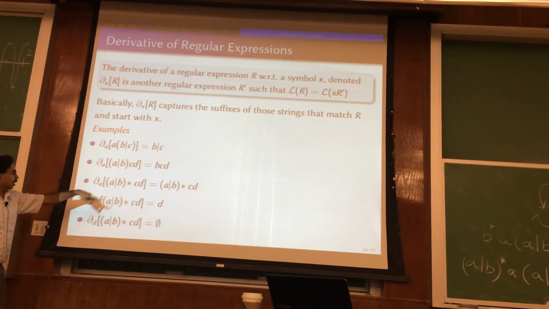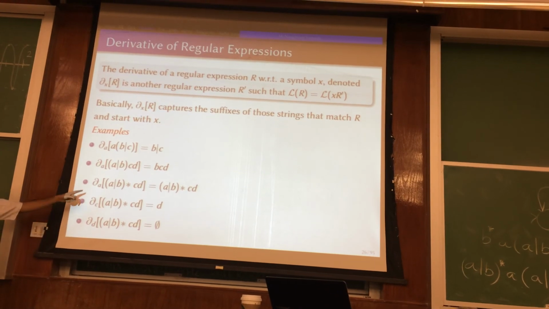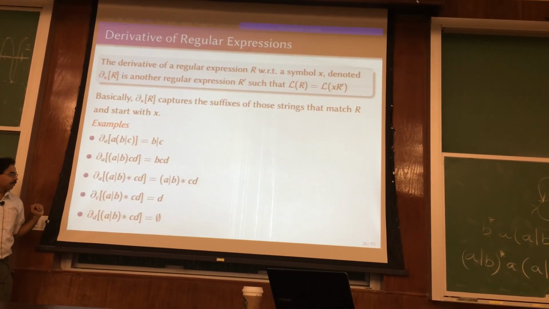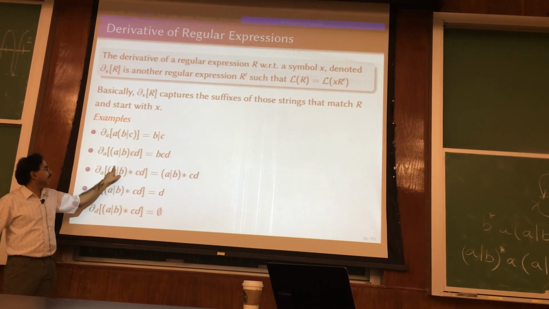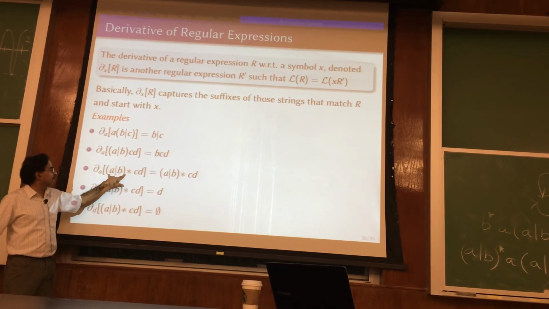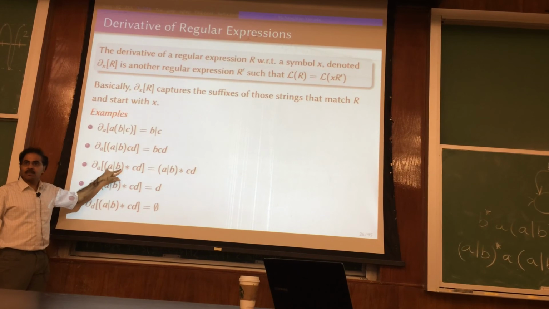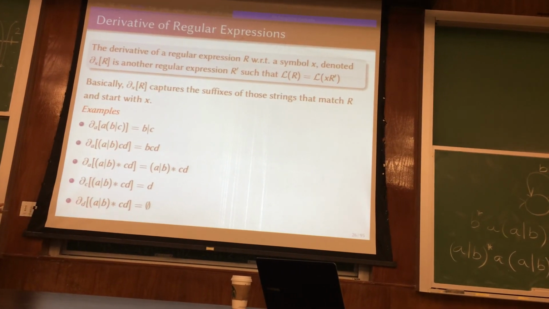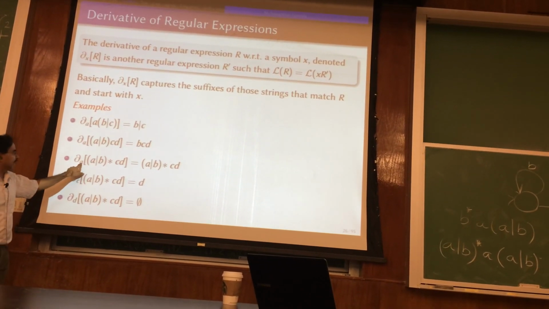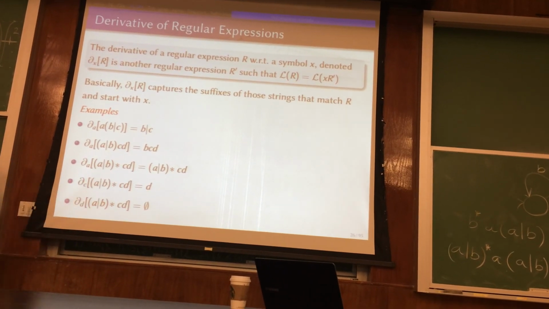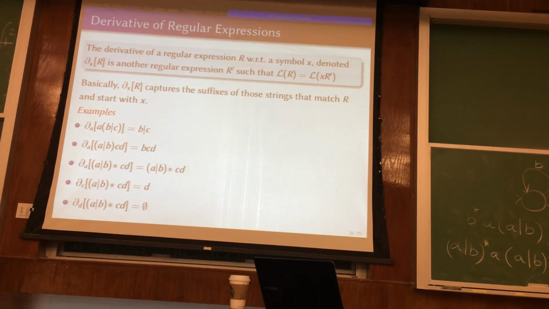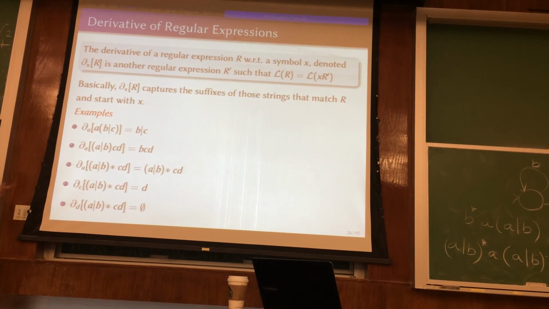Here, (A or B) star followed by CD. If you have seen an A, what you might have done is matched against one unfolding of this (A or B) star, but there could be more unfoldings, right? So that's why even after seeing an A, you're still willing to see (A or B) star followed by CD, right? Any questions there?